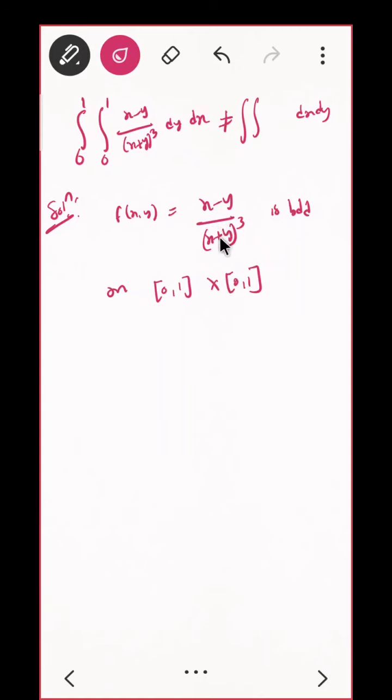But what about at 0 0? Is it bounded there? No, actually at 0 0 that does not exist. So 0 0 is the point of discontinuity. So it is bounded over all except at 0 0, which is the point of discontinuity. So we got a problem here mostly.